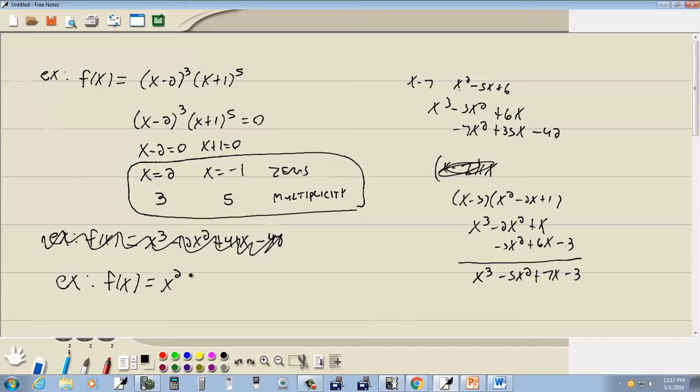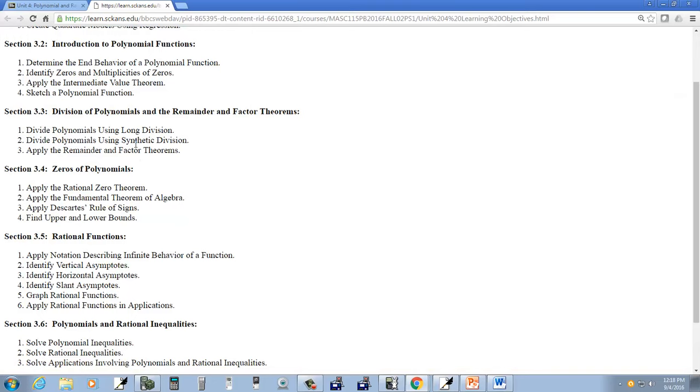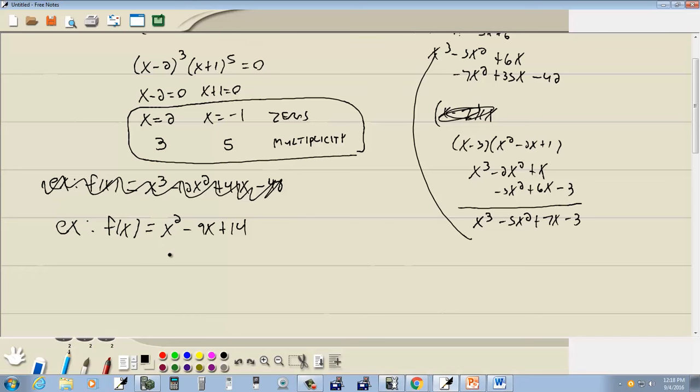Let's say we got x squared minus 9x plus 14. Now, we'll be able to solve these here shortly, but that's actually the next section, I guess 3.4. So if we're asked to find the zeros and multiplicity, you set your function equal to 0, and on some problems you'll have to factor. So this one would factor as x minus 2 times x minus 7 equal to 0.